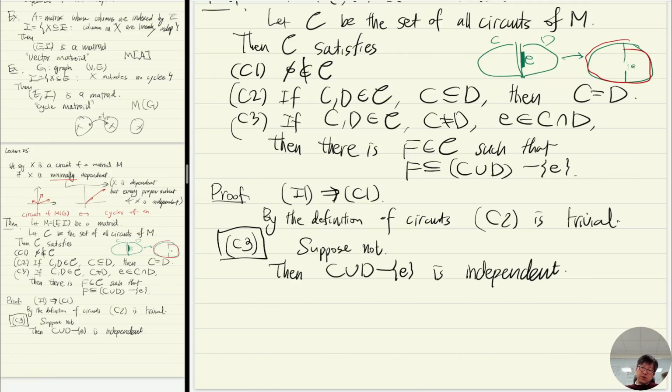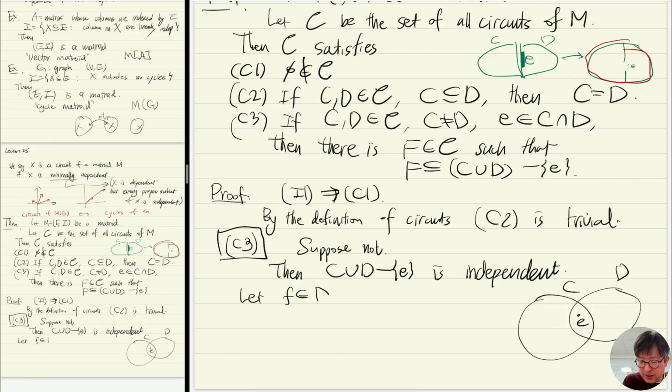Now, here's a C, here's a D. Okay. And let F be an element of D minus C. By C2, such an F exists, right? D cannot be a proper subset. So you can find an element F.